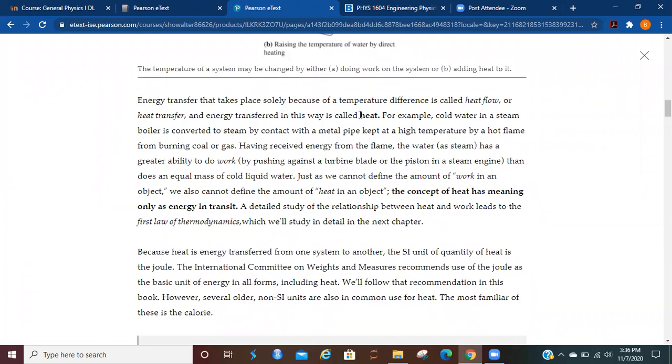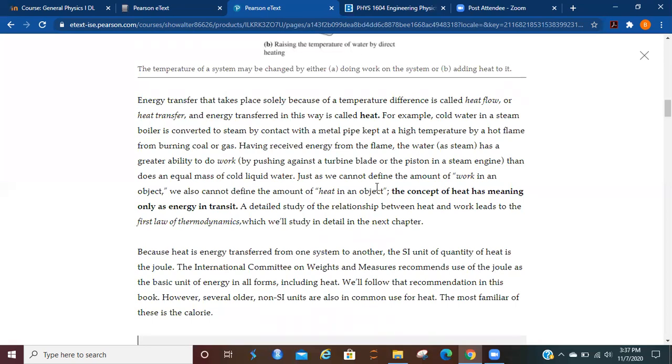Energy transferred in this way, solely because of a temperature difference, is called heat. For example, cold water in a steam boiler is converted to steam by contact with a metal pipe kept at a higher temperature by a hot flame from burning coal or gas. Having received energy from the flame, the water as steam has a greater ability to do work by pushing against a turbine blade or the piston in a steam engine than does an equal mass of cold water.